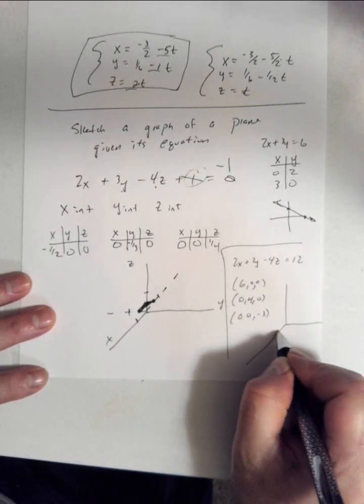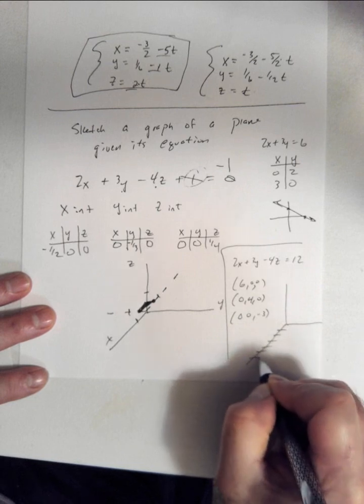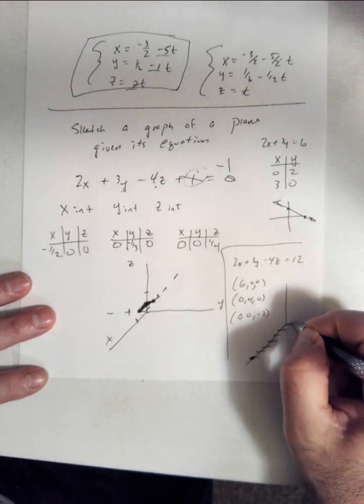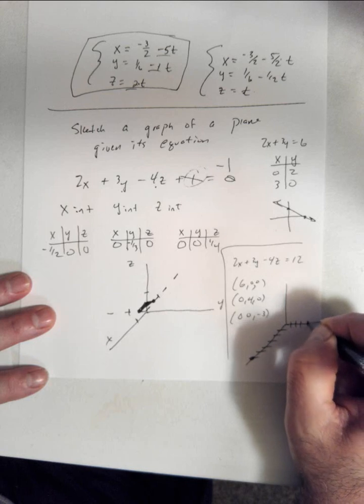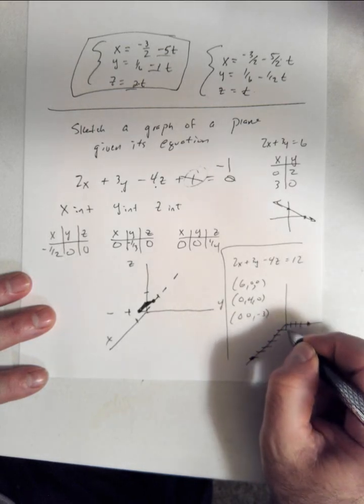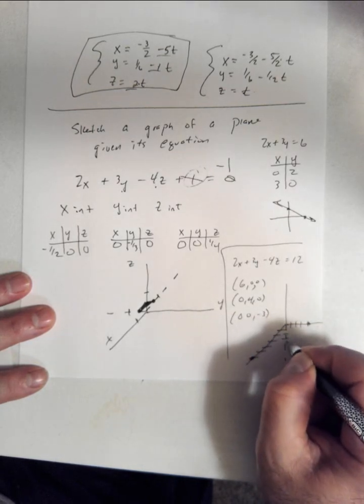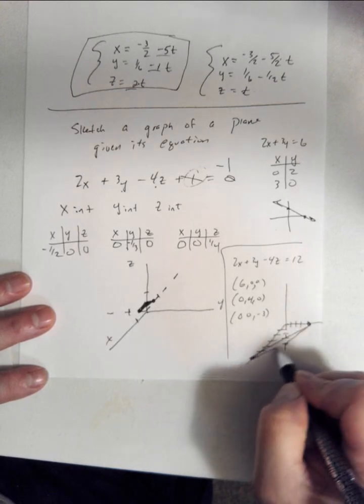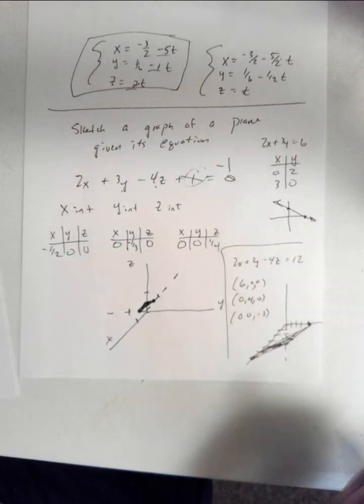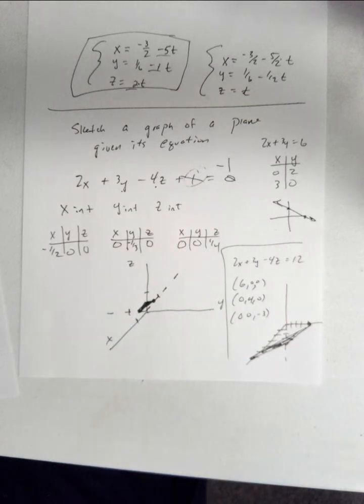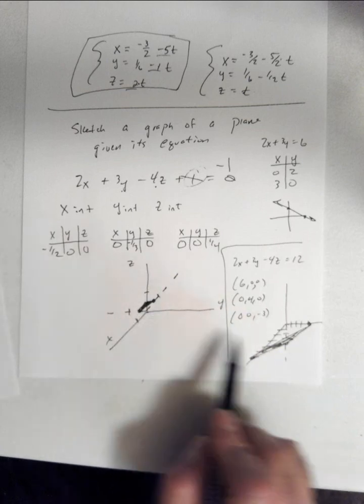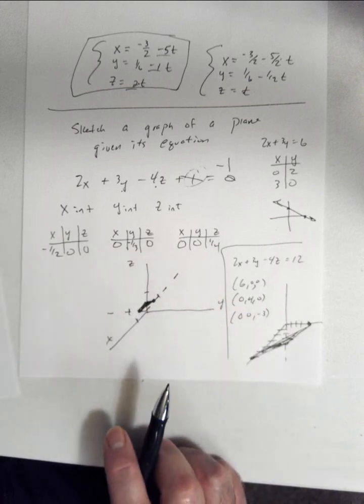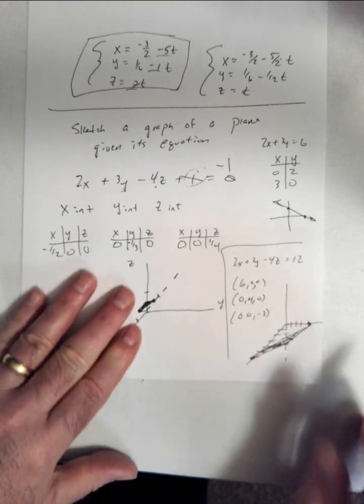So you'd have been out 6 on the x, 4 on the y, and -3 on the z, and you'd have had this plane right here. So sketch the 3 points, color in your triangle, and you're good to go. What do we notice about these 2 planes? They are parallel.